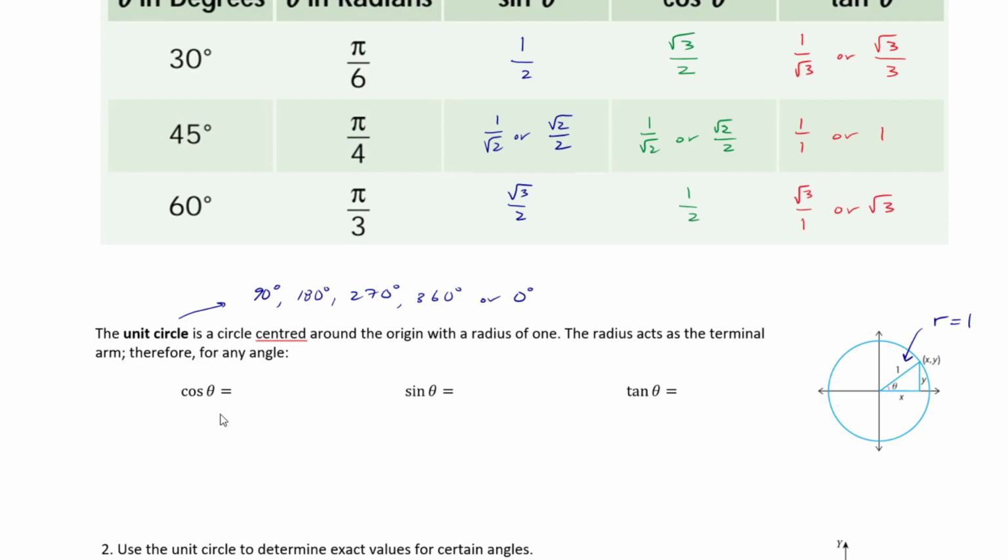That makes cos, sine, and tan very easy to find because cos is x over r, but if r is 1, that's x over 1, so cos is equal to just x. Same thing with sine. Sine is y over r, but if r is 1, then sine theta is just equal to y on the unit circle. And then for tangent, that's y over x, which is actually the slope of the terminal arm.